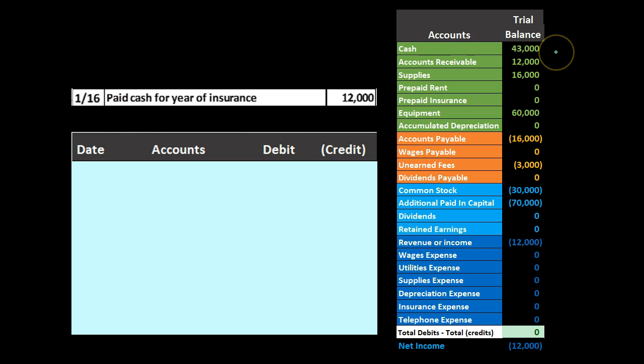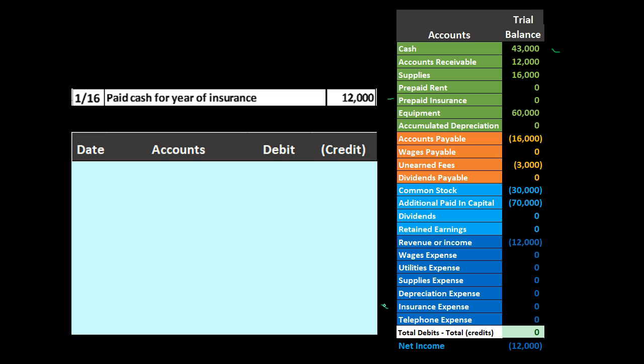Cash has $43,000, it's a debit. We need to make it go down, so we're going to do the opposite thing to it, which in this case is a credit. Now the other side, if we say, okay, cash is going down, the other side is, well, what did we get? We purchased insurance. Now you might think, well, is insurance going to be an asset or an expense? And if you look at it, you see, okay, here's insurance, an asset. On the trial balance, here's an expense. Which one do we use?